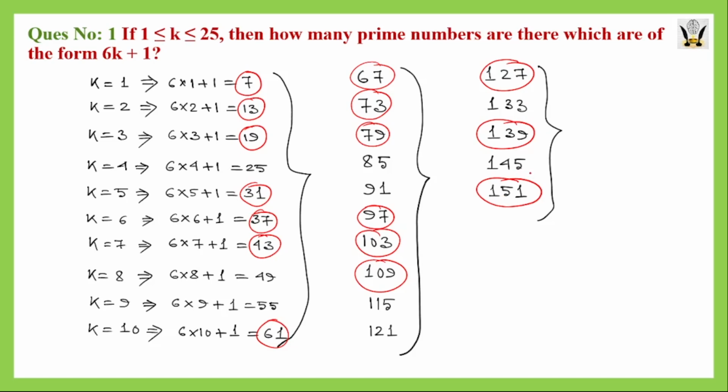So among these 25 numbers, if we count, then it will be 7, and here 6, 13, and 3, total 16 prime numbers we have.